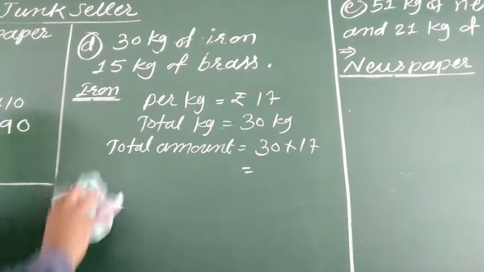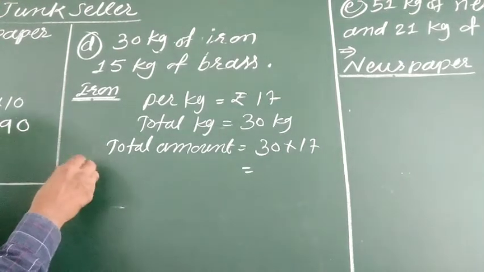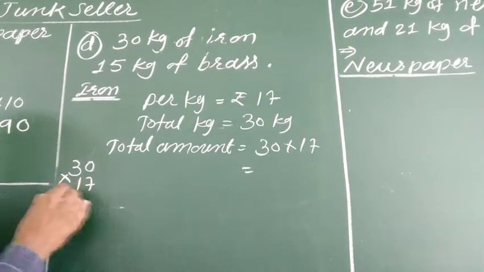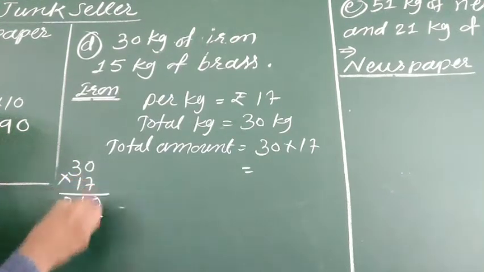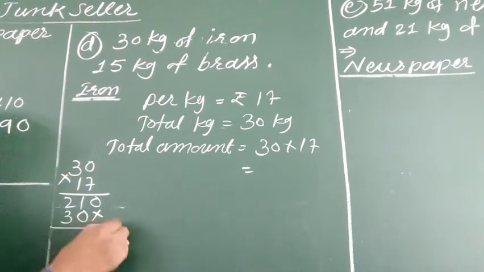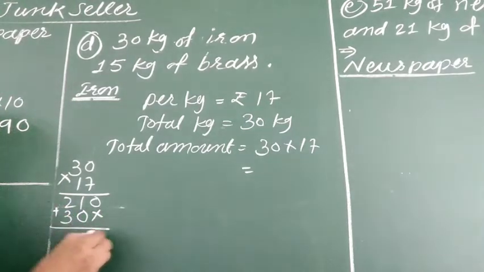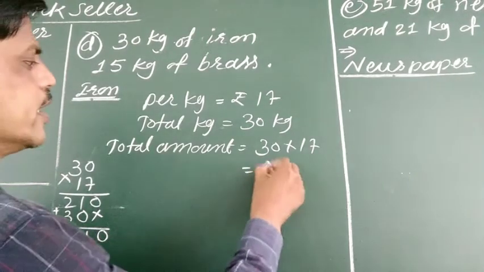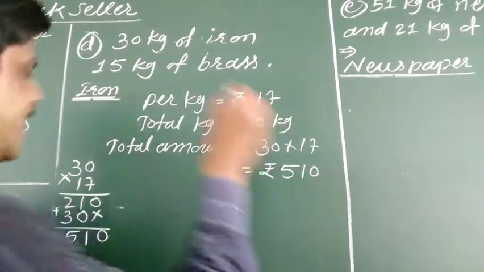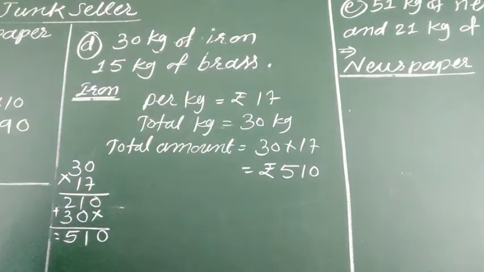Once again you do like this. 30 into 17. 0, 21, then see 0, it is 3. It is 3, then see 0, 1 and it is 5. 510. So what is this? It is rupees 510.